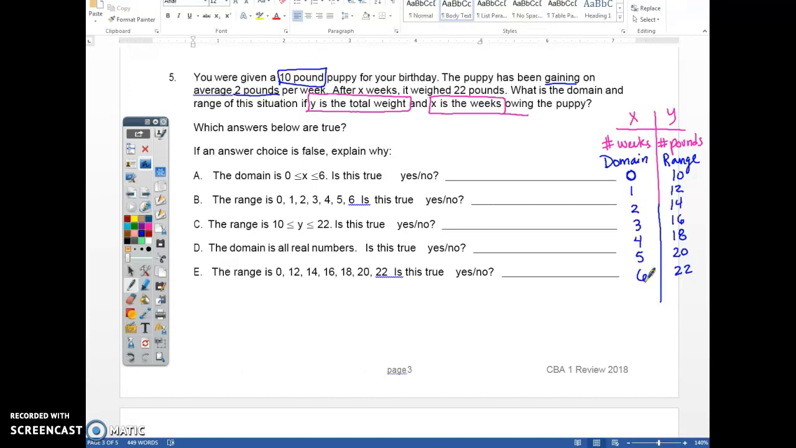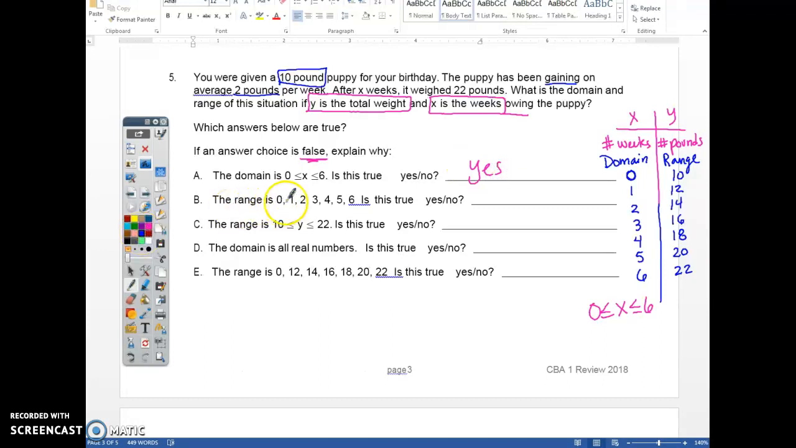So, let's answer these questions. It says, which answers below are true? If an answer choice is false, explain why. So A, the domain is from 0 to 6. Is this true, yes or no? From 0 to 6. Yes. Okay? Now, sometimes they do it like this, 0, 1, 2, 3, 4, 5, but the puppy's still growing in between those weeks, right? So we're going to do 0 to 6 for the domain. So yes, this is true.